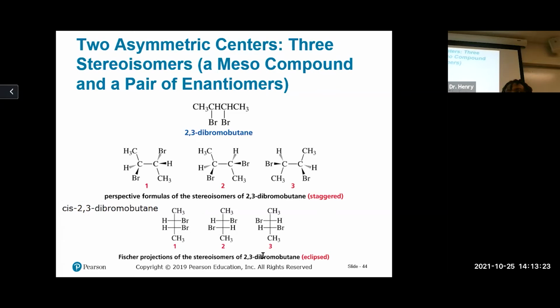So number 2, we know it's trans. So we got the trans part down. Trans 2,3-dibromobutane. Okay, but I need to distinguish between the enantiomers. How do I distinguish between the enantiomers?